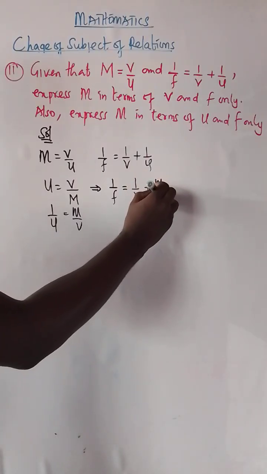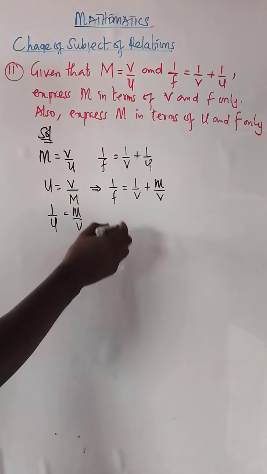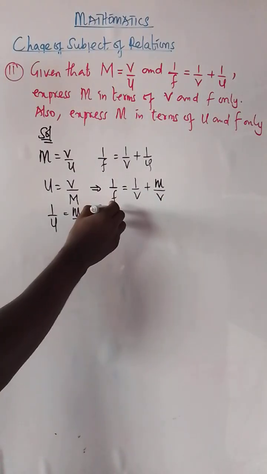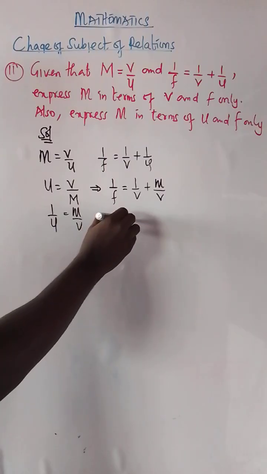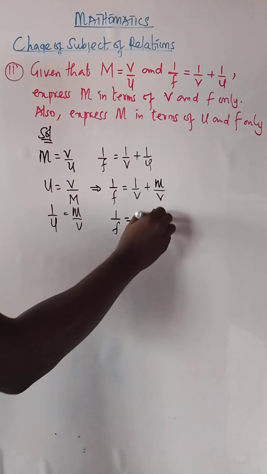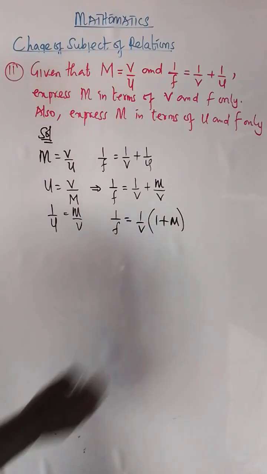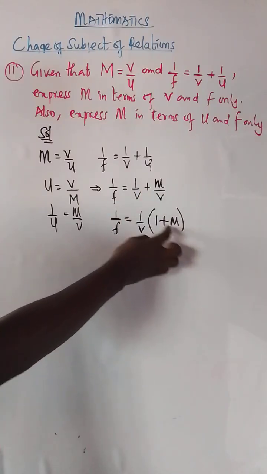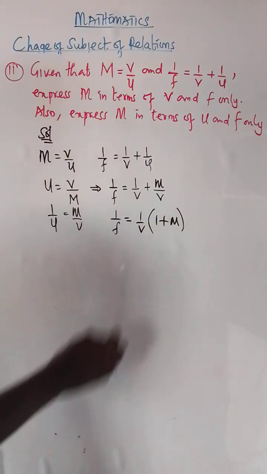M over V. Then from here, we can just say, we can factorize this V out. So we can say 1 over F equals to, if you remove 1 over V, I'll let it what? 1 plus M. Yes. Because I take this V away, nothing here. I take this 1 over V away, nothing left here.